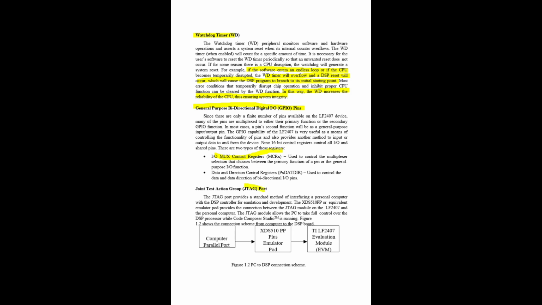JTAG port. This one in the architecture you have seen as test/emulation. Test/emulation is a module you can use for connecting a DSP with a PC, personal computer. So in order to program the DSP using a personal computer, that is what is mentioned here. Personal computer to DSP connection scheme. This is nothing but your DSP IC. Here the emulator pod, then the computer. So your computer is connected with the DSP with the help of this JTAG port. This is nothing but your JTAG port.